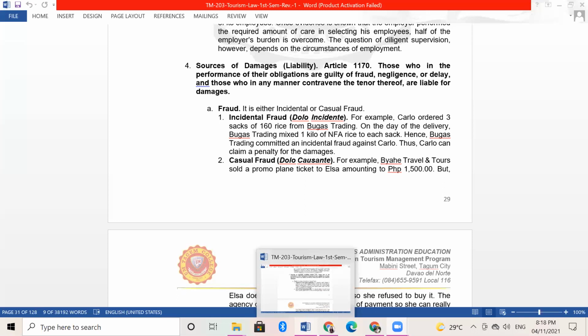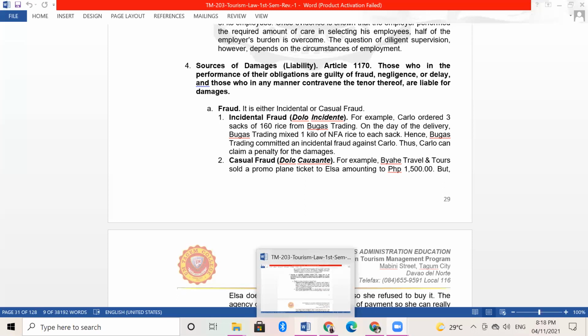Next is negligence. One of the obligations of the obligor is to observe due diligence in the performance of his obligation. If the diligence required was not observed, there may be a liability. So there are two kinds of diligence. The first is the diligence of the good father of a family or the ordinary diligence. Second is utmost diligence or extraordinary diligence.